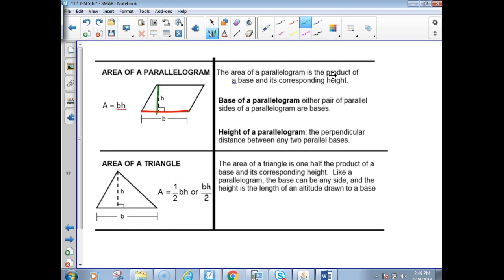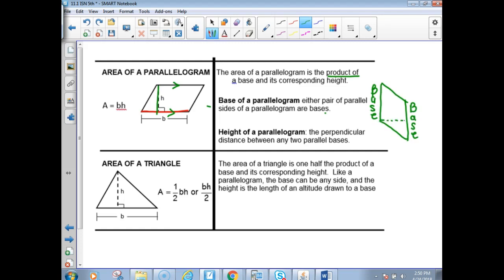The area of a parallelogram is the product, multiply, of the base and the corresponding height. Base of a parallelogram, either pair of parallel sides of a parallelogram are bases. So the base can be at the top or the bottom. Doesn't matter. Even if your parallelogram is turned in a strange direction, like this, now I have the base here. It's on the side. Well, this is a base too.